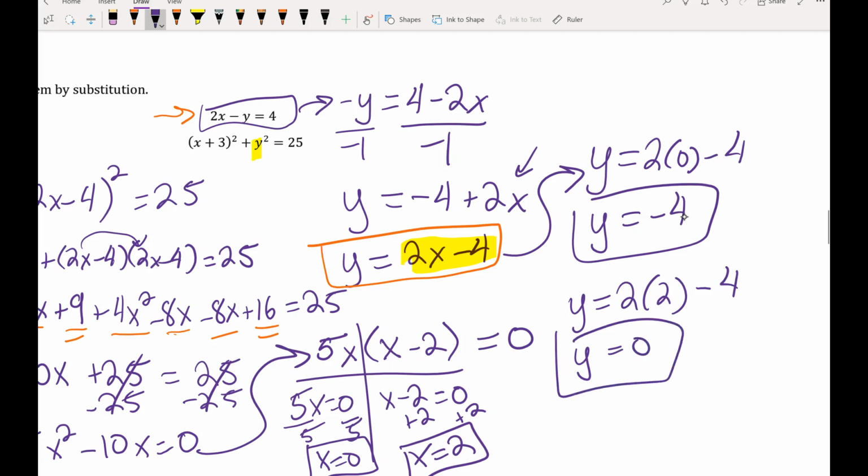So you could leave your answer like this, but remember, these points represent the points of intersection of that line and that circle. So I'm just going to leave my answer as a couple ordered pairs. So when I plugged in 0, I got negative 4, and when I plugged in 2, I got 0. So that would be my solution. Both are perfectly acceptable answers, though.